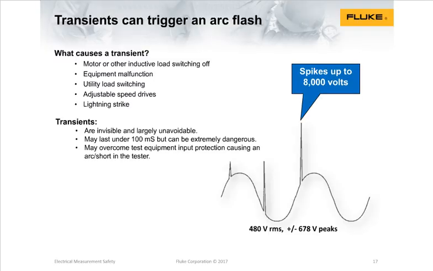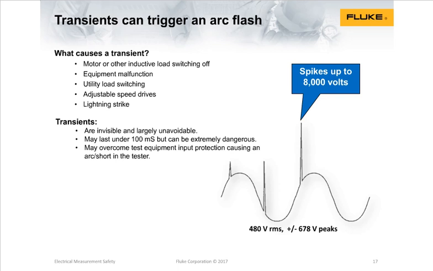Transients. These are almost invisible, but they can have spikes of up to 8,000 volts. Transients can occur from motor switching or inductive loads that are switching off. A good example of that is a coil discharge. So a transient can be very narrow in its width of the spike, but it rides on the initial voltage and current that comes in. And it can happen from a lightning strike or adjustable speed drives, utility load switching. There's a variety of things that can actually cause a transient to occur.